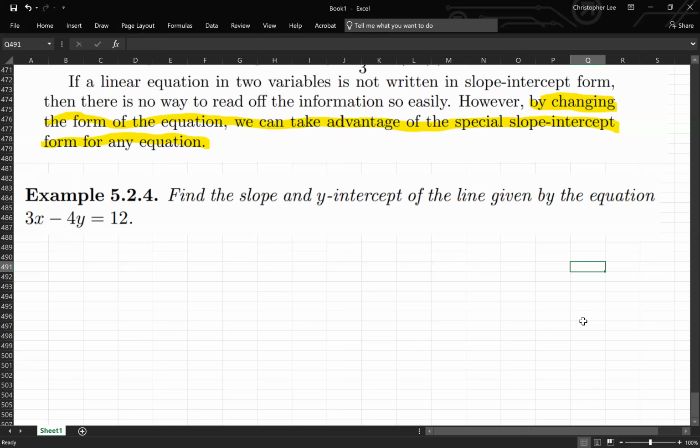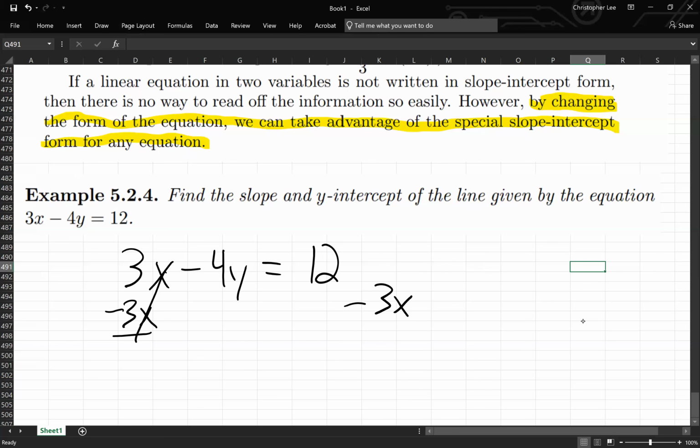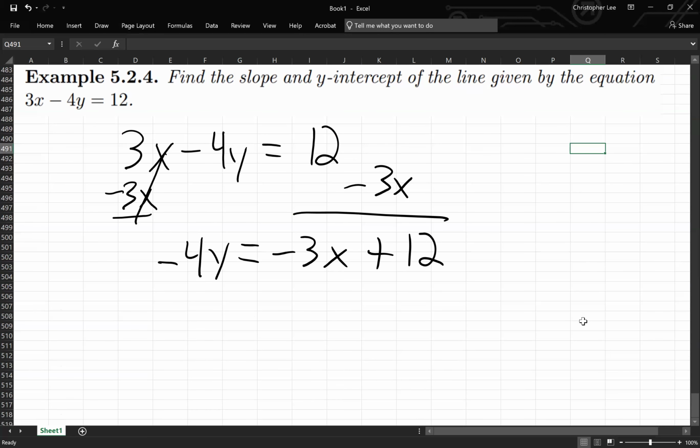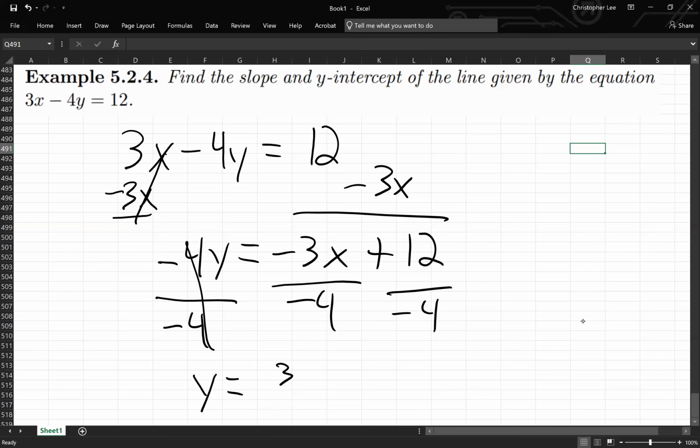All right, let's take a look. I got 3x minus 4y is equal to 12. Long story short, I want to solve for y. So I'm going to subtract 3x from over here. I do the one side, do to the other. So I have negative 4y equals negative 3x plus 12. All right, that's fine. Negative 4, exactly. All right, everybody. So now I get y equals positive 3 over 4x minus 48.